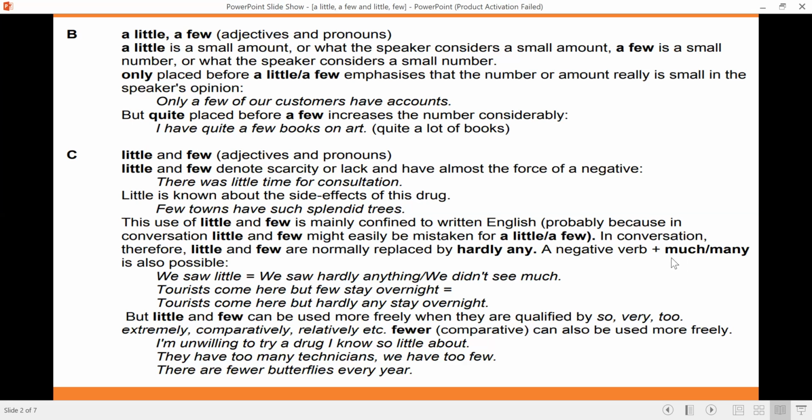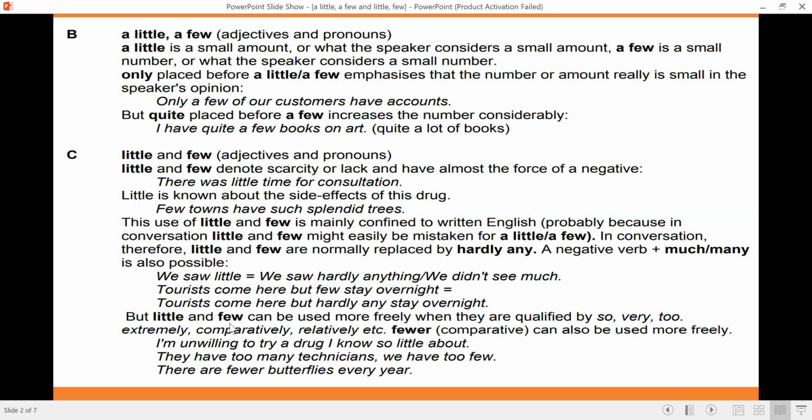If you use a negative verb along with much and many, this is also possible. For example, we saw little. You can also write it like this: we saw hardly anything. And you can also write it like this: we didn't see much. All right, this is negative verb plus much. Tourists came here, but few stayed overnight. You can also write it like this: tourists came here, but hardly any stayed overnight.